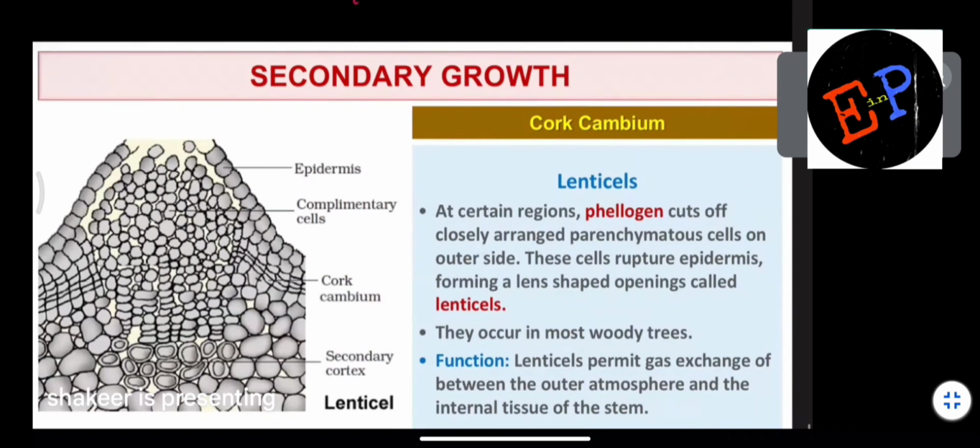Only 2 slides are there. We will complete it. Okay, ma. See. So next let us see what is meant by lenticels.